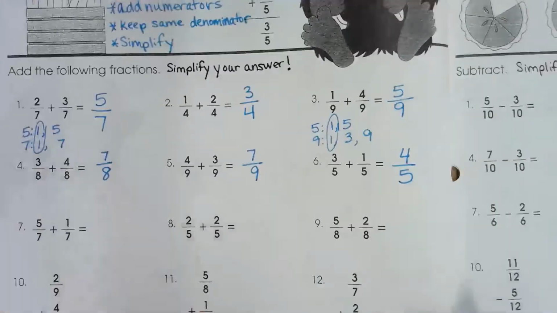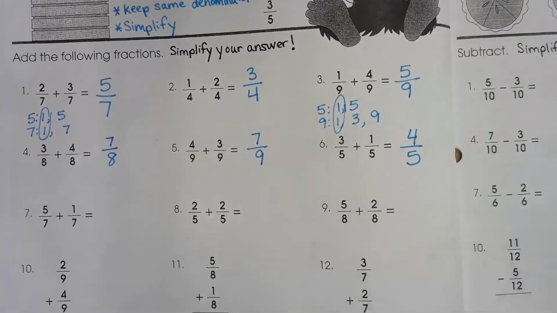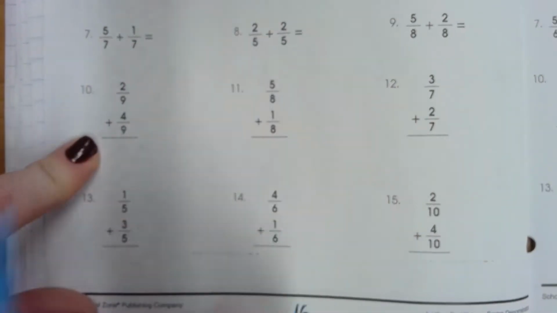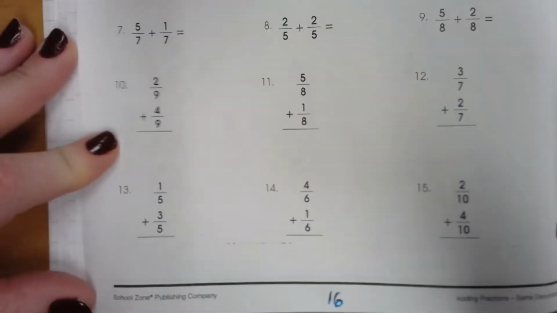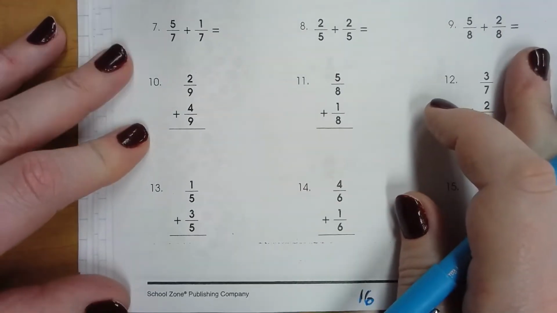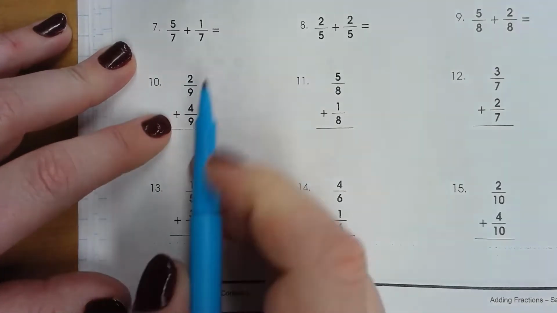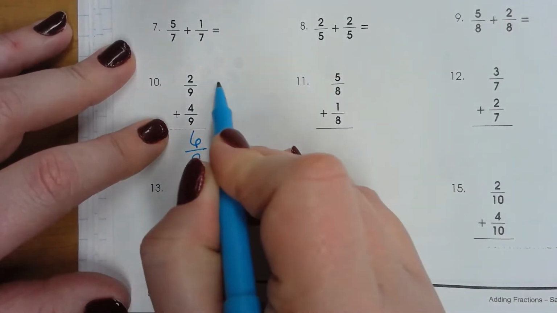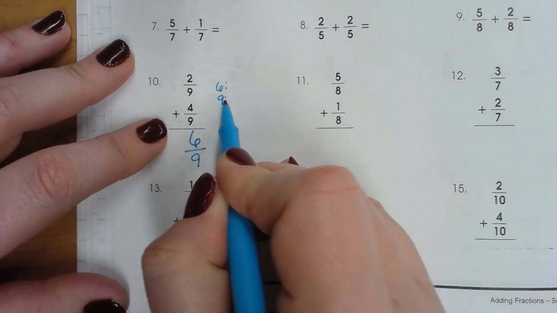Denominator stays the same. Okay, let's look down at number 10. 2/9 plus 4/9. Sorry about that. 2/9 plus 4/9. 2 plus 4 is 6. My denominator is 9. Now, what do a 6 and a 9 have in common?